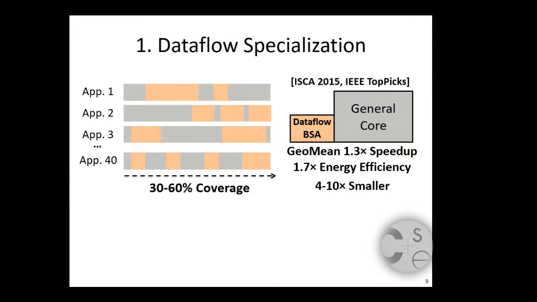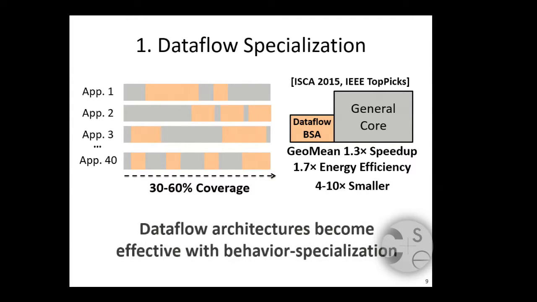But what this allowed me to do is cover 30 to 60% of general purpose workloads in a very simple Dataflow-based accelerator that is actually relatively small compared to the general purpose core, and allowed me to get overall 30% speed up and even more energy efficiency. And the interesting thing here is that Dataflow architectures, even though they've been around for a long time, actually become especially effective inside a behavior specialization system.